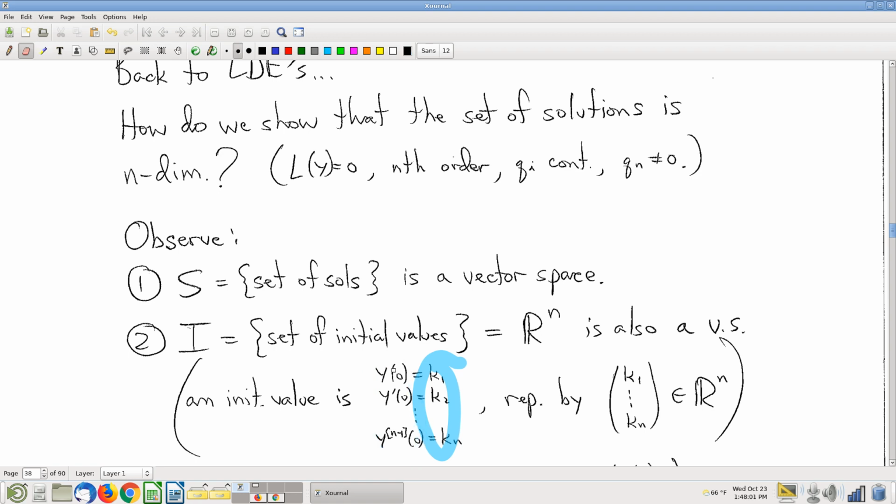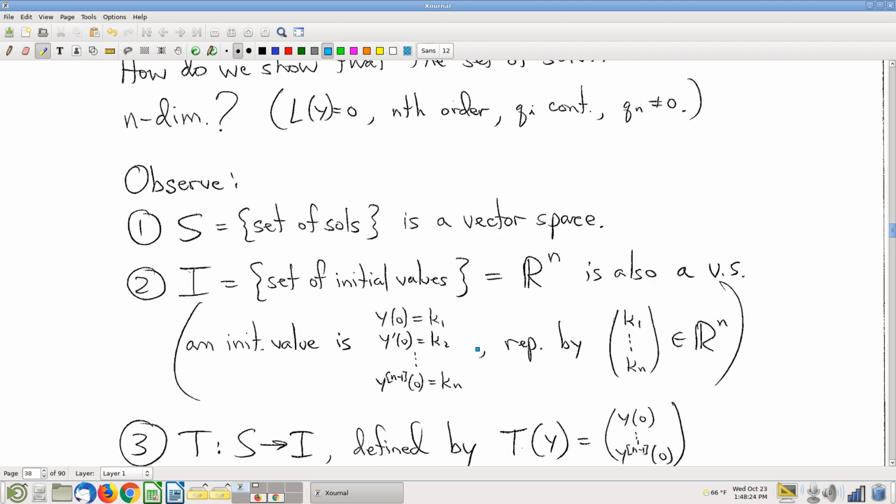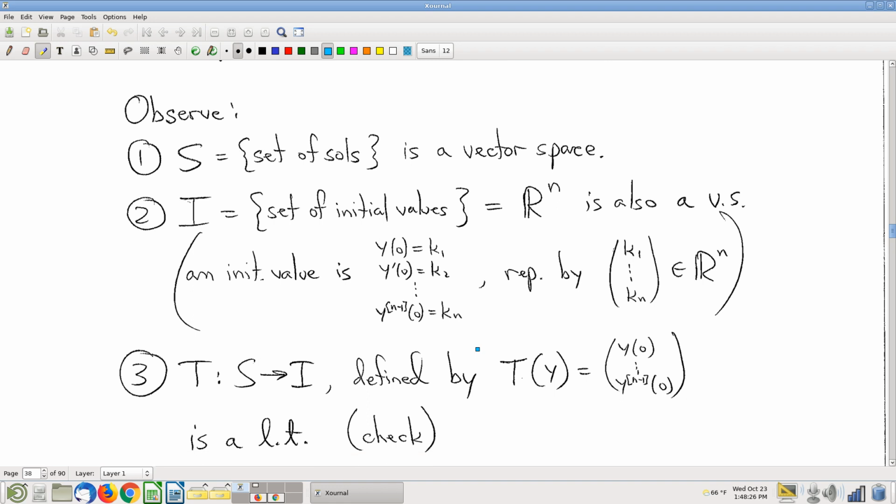So being as it is a list of numbers, it's a vector in Rn, if you choose to view it as such. So, nice punchline. The set of initial values, also a vector space. In particular, the set of initial values is Rn. All right, now, weird though this may seem, I'm going to create a linear transformation by the following formula. I know this seems strange, but it's going to work out powerfully in just a second.